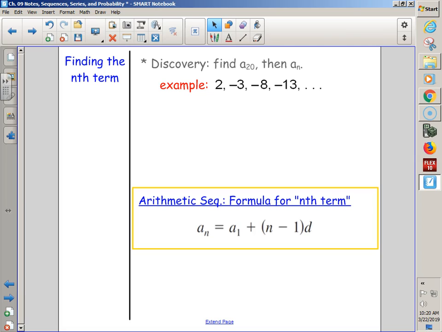Let's see if the formula makes sense, if your logic matches. Maybe you guys could have come up with this formula. What did you guys do? What pattern did you see, first of all? Plus negative 5, minus 5.